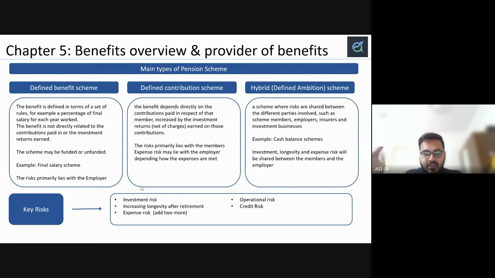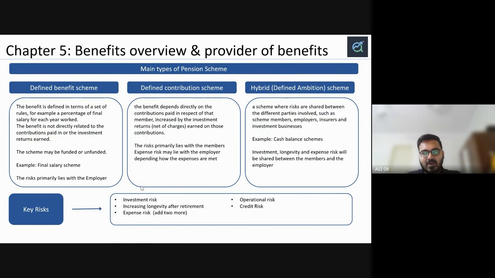Everything is exactly the same, pari passu. In a DB scheme, I as an employee have my risks subdued, because I know that even if I live 60 years after retirement, or 70 years, or 10 years, my life is going to be exactly the same because I keep getting a specific amount.